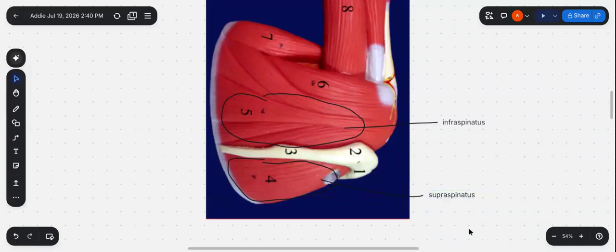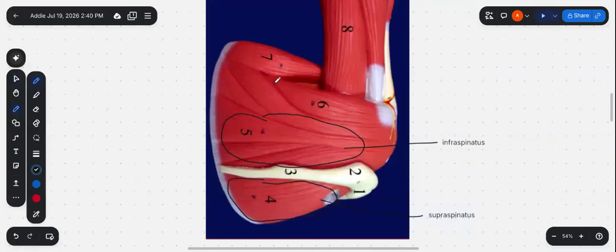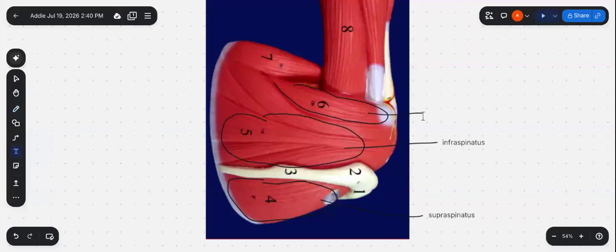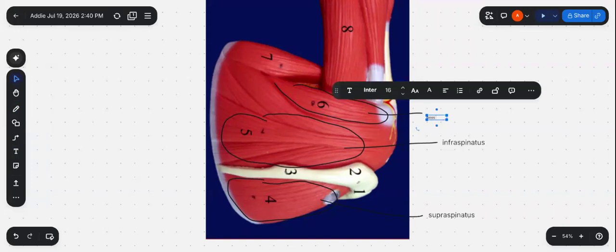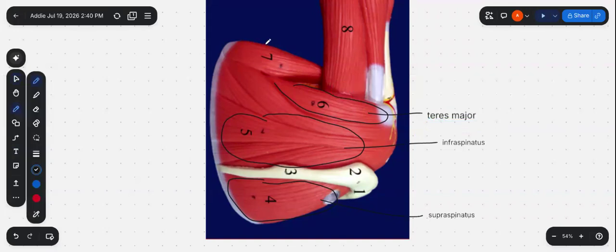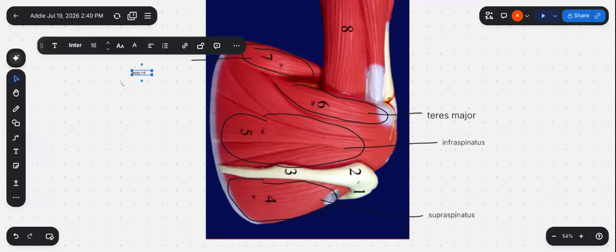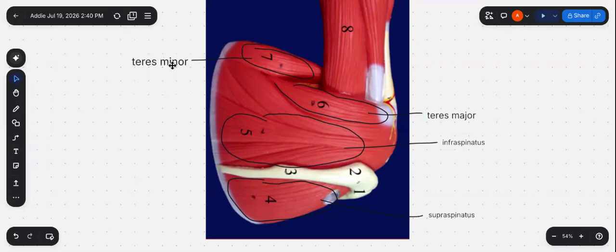Next, you have your different teres. So you have your teres major, that is going to be number 6 over here. That is your teres major. And then right below it is going to be your teres minor. So the teres minor would be number 7 over here below. Teres minor. Those are all of the different muscles that are part of your scapula.